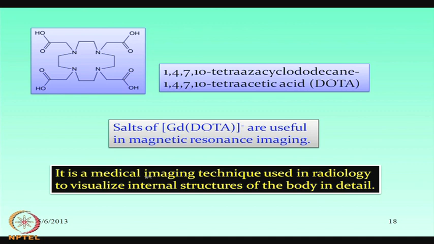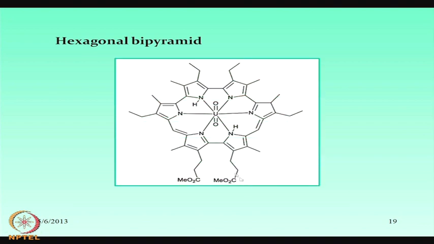So, this is a lanthanide metal complex used in a medical imaging technique. MRI is a special type of medical imaging technique used in radiology to see the internal structure of the body in detail. It is a complementary technique related to the nuclear magnetic resonance NMR technique. So, we see the last one, the hexagonal bipyramidal structure, where the plane is hexagonal in structure, and we have one coordination site from the bottom and one from the top side. So, this is also a bigger macrocyclic structure.